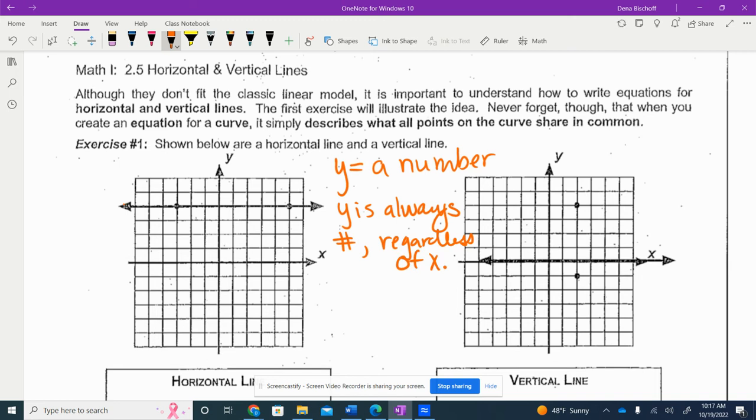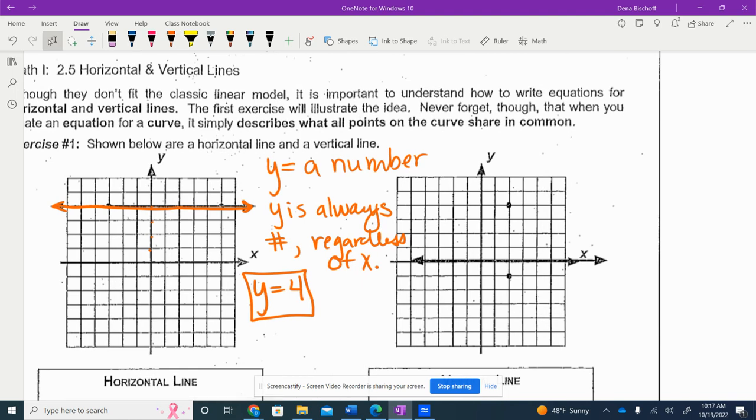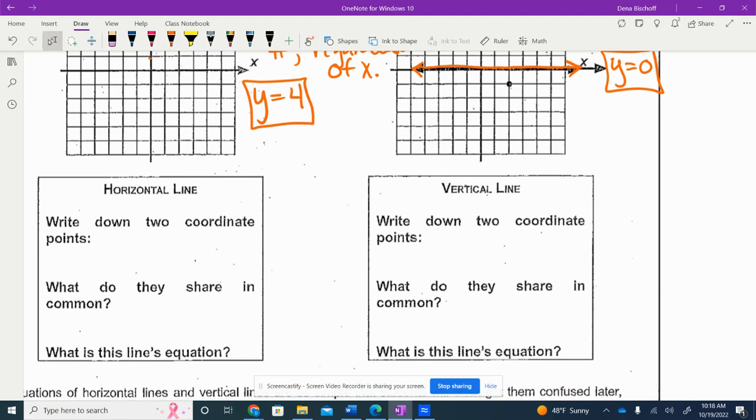Okay, so if I look at this equation right here, I count 1, 2, 3, 4. This is the equation y equals 4. Doesn't matter what x is, y is always 4. When I look at this equation right here, this is right on the x-axis. So y is 0. So this is the equation y equals 0.